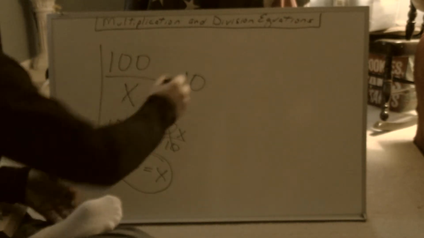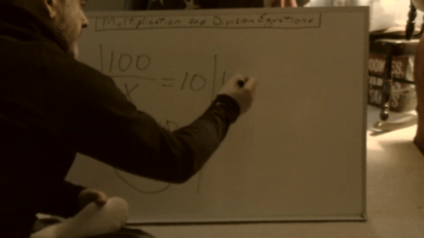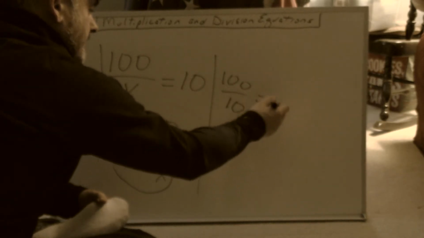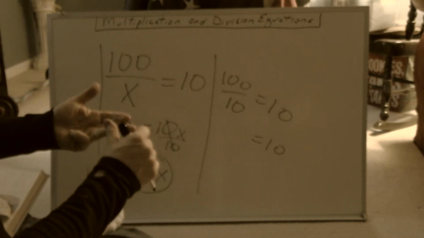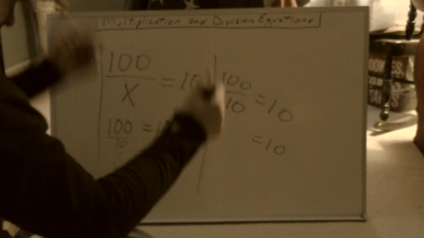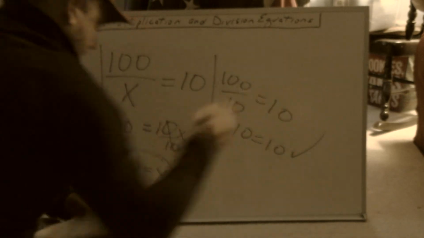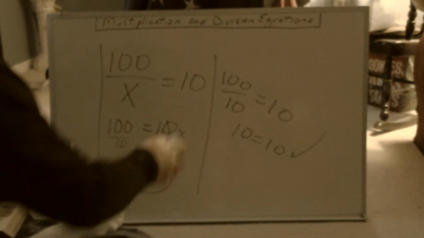Let's do the check here. 100 divided by 10 is 10. Let's see if I'm right. 10, 20, 30, 40, 50, 60, 70, 80, 90, 100. You betcha. It's correct. Let's try another one like that.